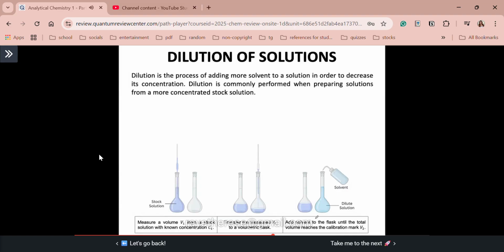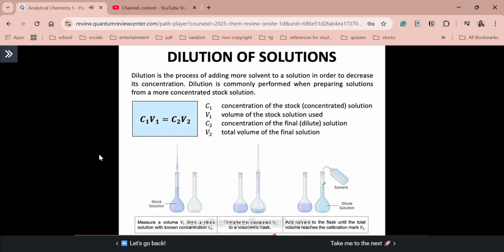Next, dilution. Dilution class is very common when you want to prepare a solution. Paano ma'am? Measure a certain volume from your stock, and then ito ay known na concentration. Ilagay mo sa next class mo, and then dilute to mark. See, ganun lang. Ito class ang mga symbols natin. C for concentration, V for volume. So those na may subscript na 1, this is your stock solution, the original. Yung may 2 naman, this is your dilute solution. So it's just ratio and proportion.